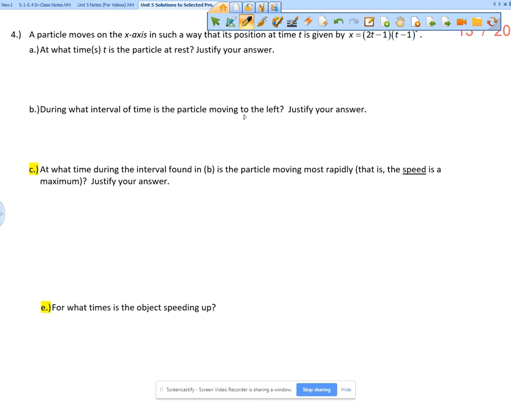During what interval of time is the particle moving left? And then C is what we're going to answer. At what time in the interval found in B is the particle moving most rapidly? That is, the speed is a maximum. All right, so in order to do C, I actually have to do A and B.